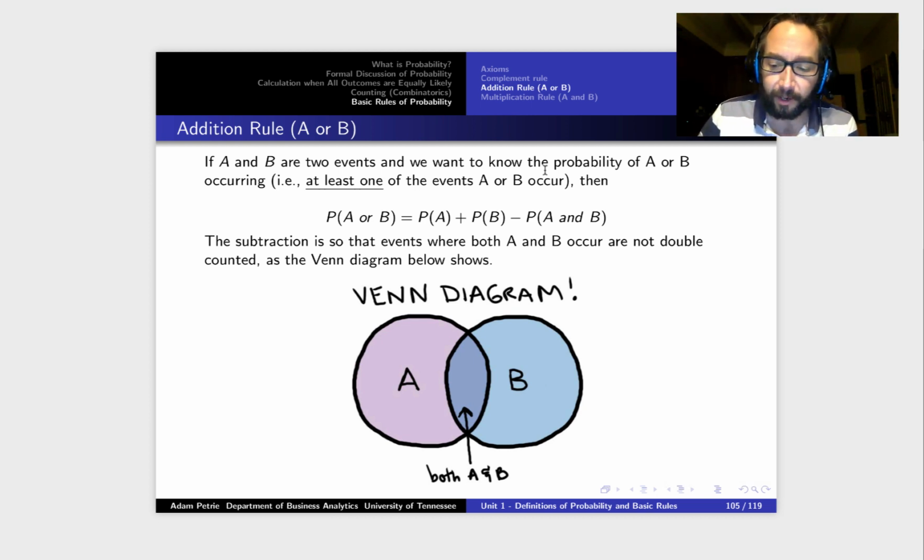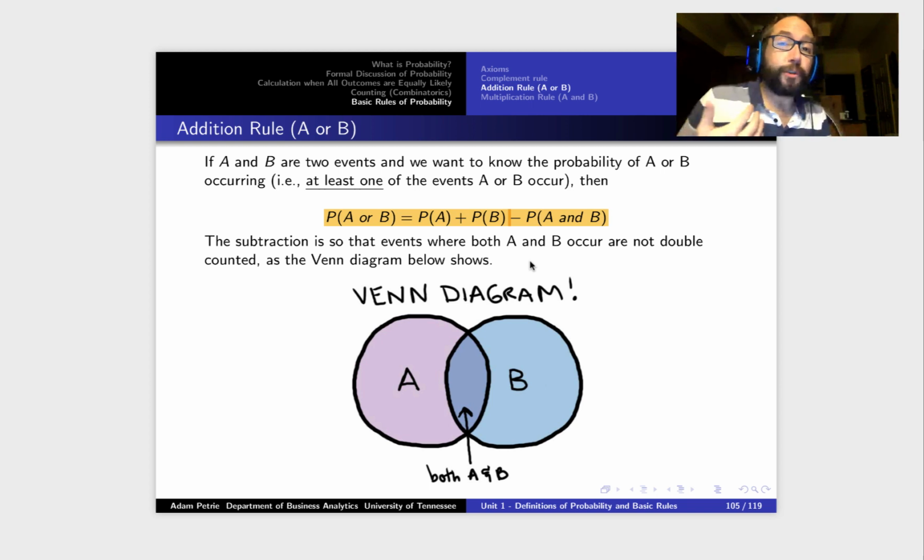So here's how we go about calculating the probability of A or B occurring. What we do is we add up the 2 component probabilities. So the probability that a customer has apples plus the probability they have bananas, and then we subtract off the probability of their intersection, the probability that both events occur. Now, why does this formula make sense?